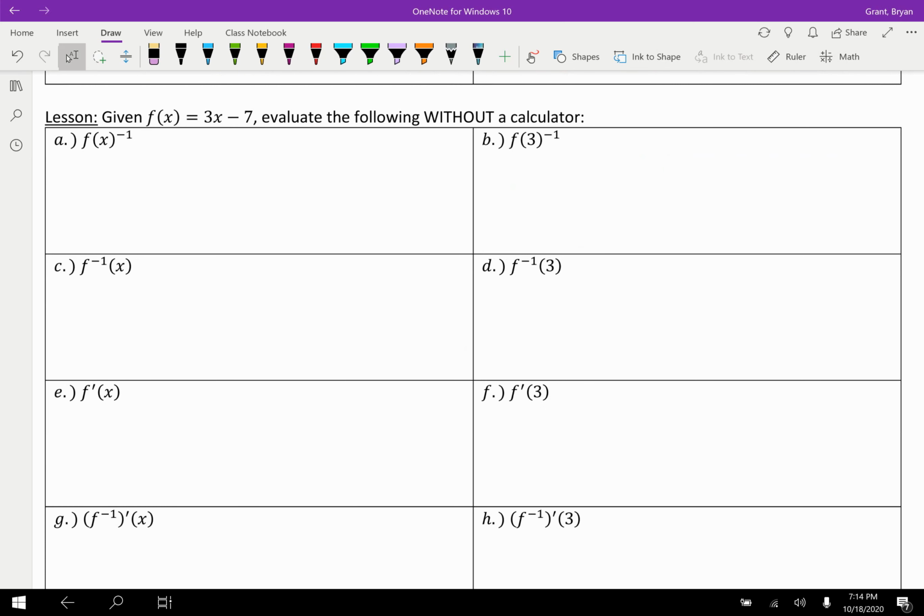There are 8 questions here. Your goal is to evaluate the following without a calculator, please. There are a whole bunch of different notations here. I wish you the best, and unpause whenever you're ready.